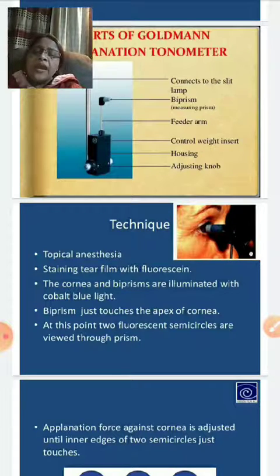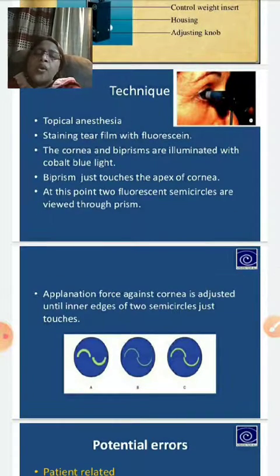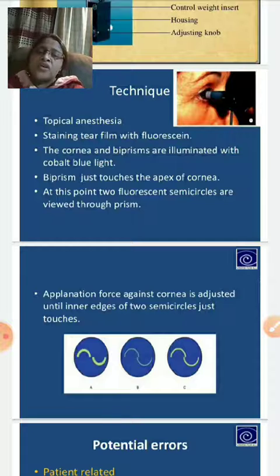The adjustment screw is turned to achieve two semicircles. When we applanate the cornea, two semicircles are seen. With the adjustment screw, we try to merge the inner edges of the two semicircles. The point or the number at which the inner edges of the two semicircles merge is taken and is multiplied by a constant factor of 10 to get the intraocular pressure. So, suppose at 2, the inner margins of both the circles meet. So, we multiply 2 with 10, that is intraocular pressure is 20 millimeter of mercury.